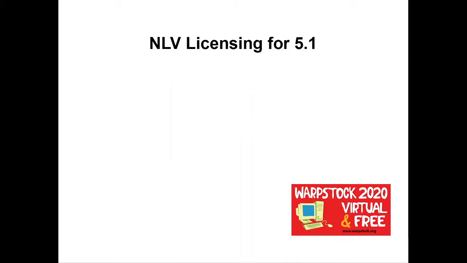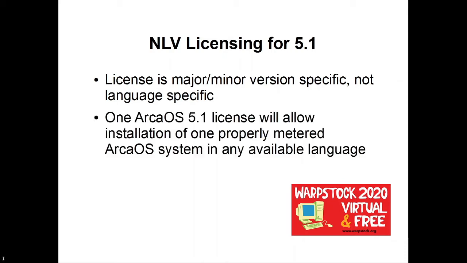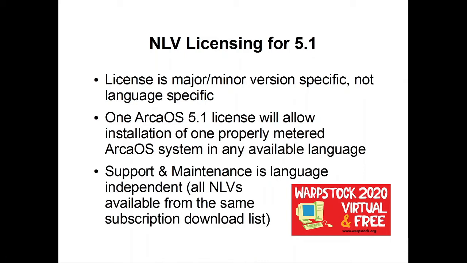Licensing for multiple languages brings about its own set of unique points. As with the previous mention of 5.1 licensing, none of this has been made official as of yet, but this is how we currently see it working out. ArcaOS licensing will remain, as it has been, major-minor version specific. This means that licenses are language agnostic, so one license is good for one ArcaOS installation in any language. Customers will have the ability to request and to download the ISO of their choice from their subscription downloads, and all languages will remain available in the subscription content list. As we add more languages, these will become available as subscription downloads as well, so long as the added language has been released for the same major-minor version as the customer's active support and maintenance subscription.